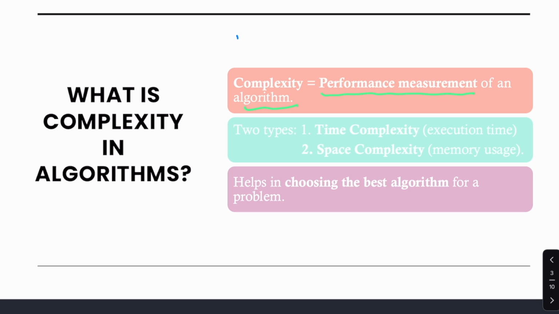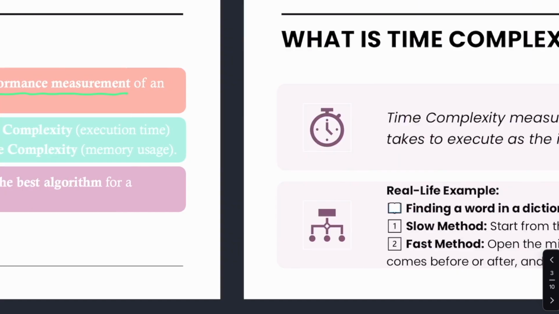Here we will analyze two main types of complexity. First is the time complexity and the second is the space complexity. Time complexity measures how fast an algorithm runs, and the space complexity measures how much memory an algorithm consumes. Understanding complexity helps us to choose the best approach to solve a problem. So let's explore each of them in detail.